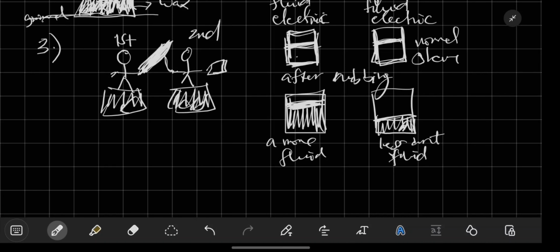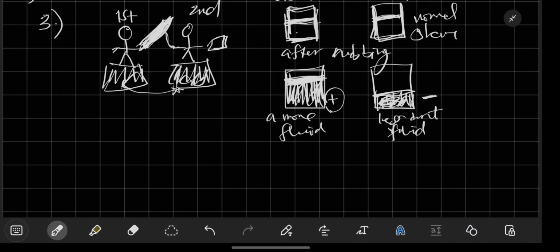And then he called this more amount of fluid, or greater amount of fluid, as positive charge. And he called this less amount of fluid as negative charge. For the last conclusion he did, ito yung nangyari during the contact.